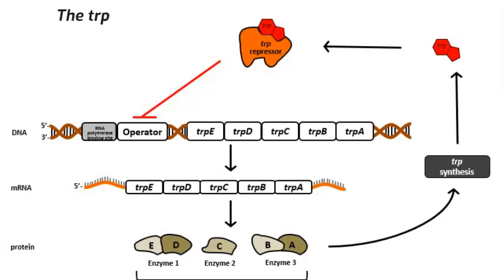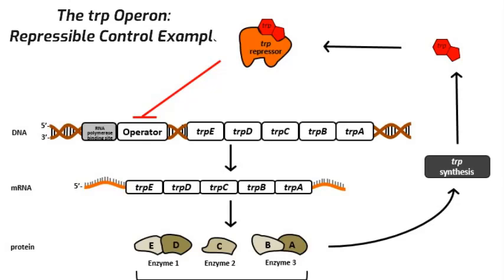Let's look at an example of transcriptional control in a prokaryotic organism. In this example, we will examine the trp operon. This operon is referred to as a repressible operon because it can be turned off or repressed when the levels of tryptophan are sufficient for the bacterial cell.